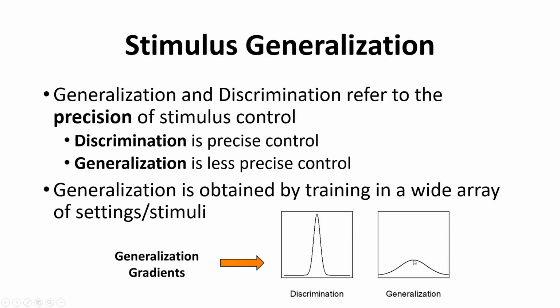And this is just telling us that at the very tip of the peak would be the originally trained discriminative stimulus, and they respond to a lot of things that are fairly close to it. Whereas here, they'll respond to their originally trained discriminative stimulus, but they drop off in their rate of responding very quickly as the new presented stimuli get further and further away from what they were originally trained on.